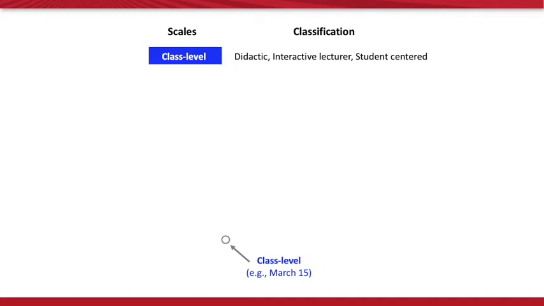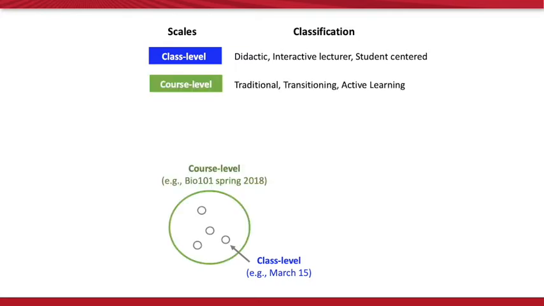The class-level scale deals with the measurement of the learning environment in an individual class. Each class can be classified as one of the 3 instructional strategies defined previously. The course-level scale deals with the measurement of the learning environment within a course, and takes into account the strategies used in multiple classes. A traditional course can be defined as one with consistently didactic instruction among all the classes sampled. An active learning course is one with consistently student-centered instruction, and a transitioning course has multiple instructional styles occurring among its classes. An example of a transitioning course is pictured on this slide.